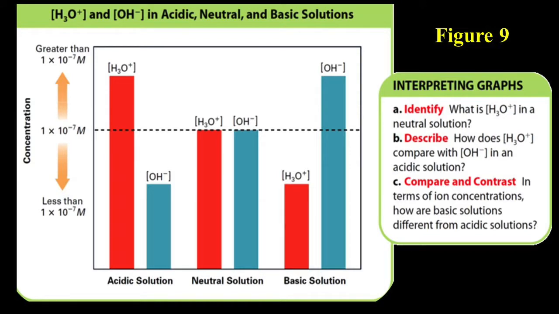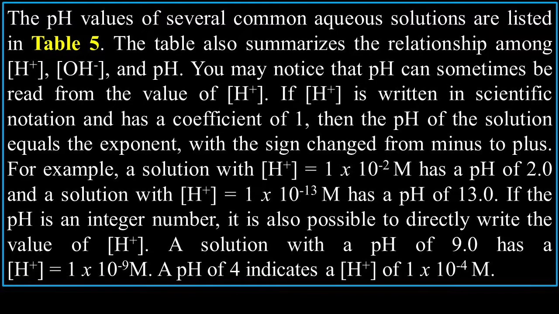Here's figure 9, and it shows the relative concentrations of the ions, hydroxide and hydronium, in acidic, basic, and neutral solutions. The pH values of several common aqueous solutions are listed in Table 5. The table also summarizes the relationship among H plus and OH minus and pH. You may notice that pH can sometimes be read from the value of H plus ions.